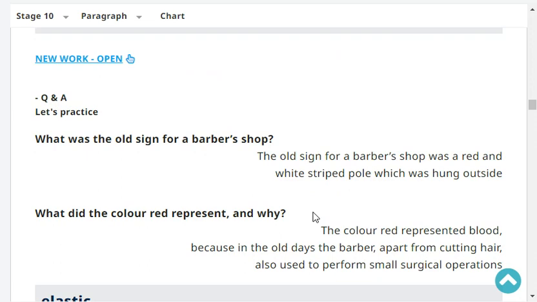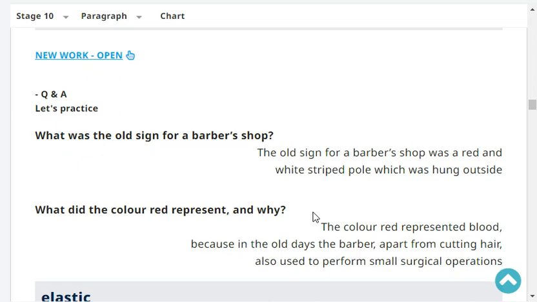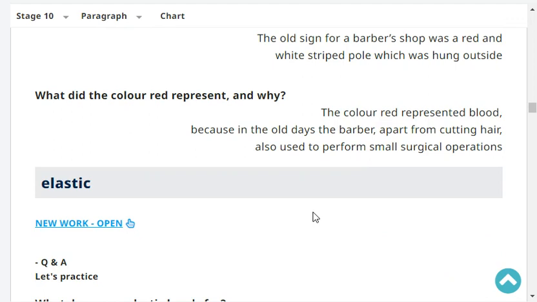What was the old sign for a barber shop? The old sign for a barber shop was a red and white striped pole, which was hung outside.